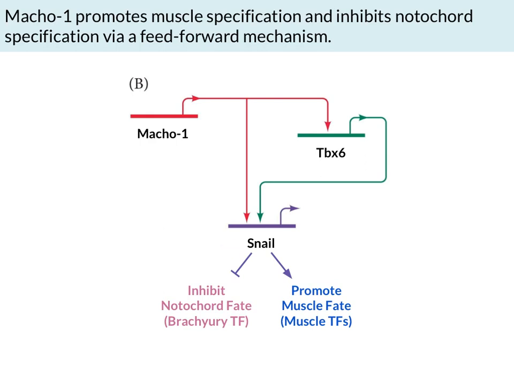And this transcription factor SNAIL then acts to promote muscle fate by activating other transcription factors that are required for muscle specification, and it also acts to inhibit notochord fate, specifically by inhibiting the transcription factor brachyury, which is required for notochord specification. So the effect of this is to prevent the muscle precursors from becoming notochord cells.